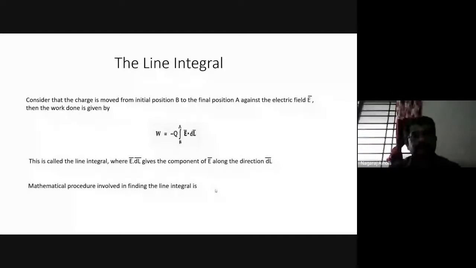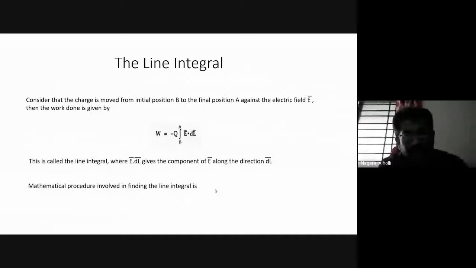Next topic is line integral. Again, the same thing. We are considering the charge which is moved from initial position B to the final position A against the electric field E bar. Then the work done is given by W is equal to minus Q times the line integral, a single integral, from B to A of E bar dot dl bar. Then what is E bar dot dl bar? It is the component of E bar along the direction dl bar.